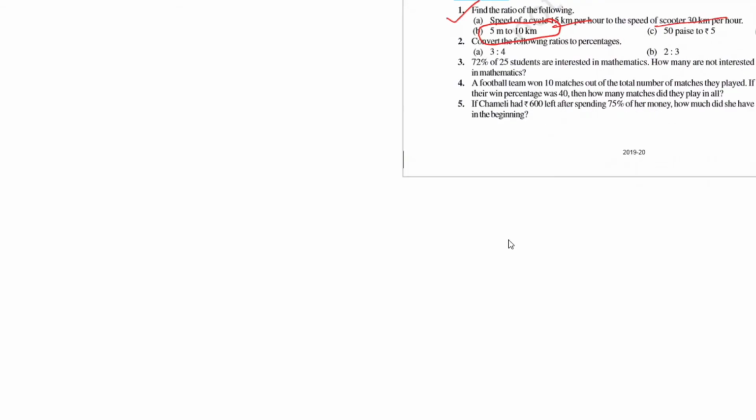Now we'll take the second question. Convert the following into percentage. So this is 3 ratio 4. How will we write? First of all, we write it in the form of a fraction. This is 3 upon 4. Now we have to write it in the form of percentage. So what we will do is just multiply it by 100. So this is 3 upon 4 into 100.